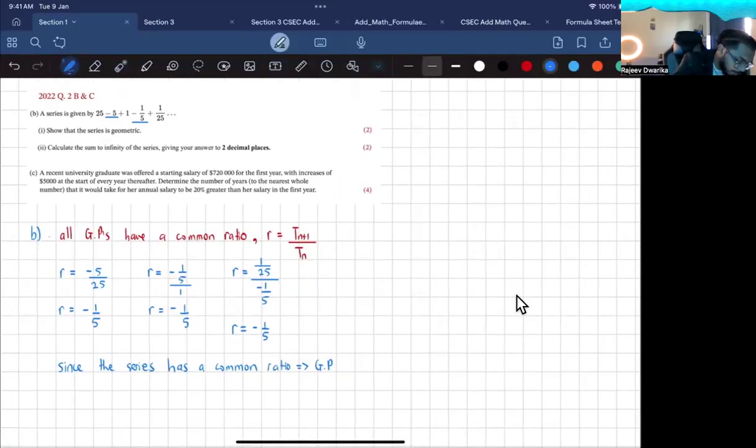Kira, help me with part two. What are you asking us in part two? To calculate the sum to infinity of the series, giving the answer to two decimal places. Right, tell me the sum to infinity formula one time. A over 1 minus r. So where is a over 1 minus r? It would be 25 over 1 minus 1/5. Correct.